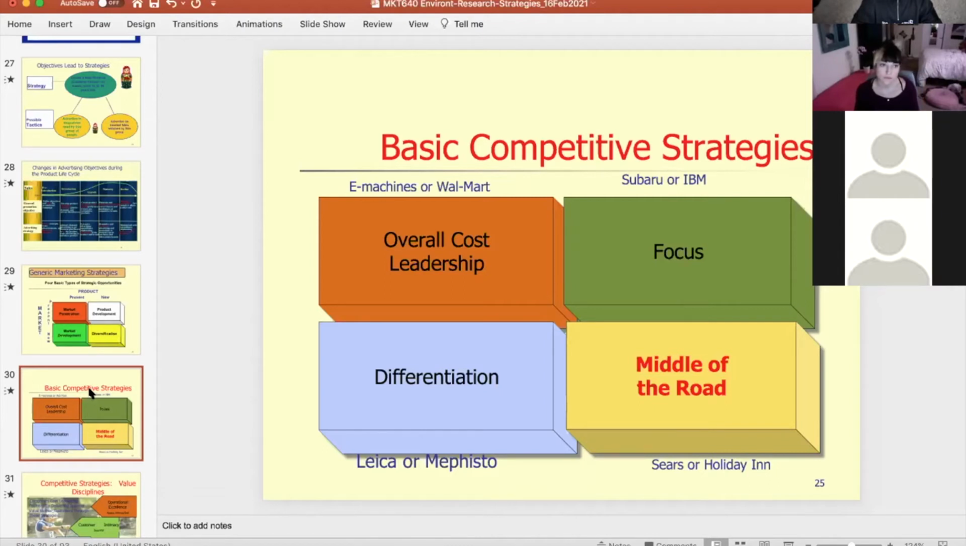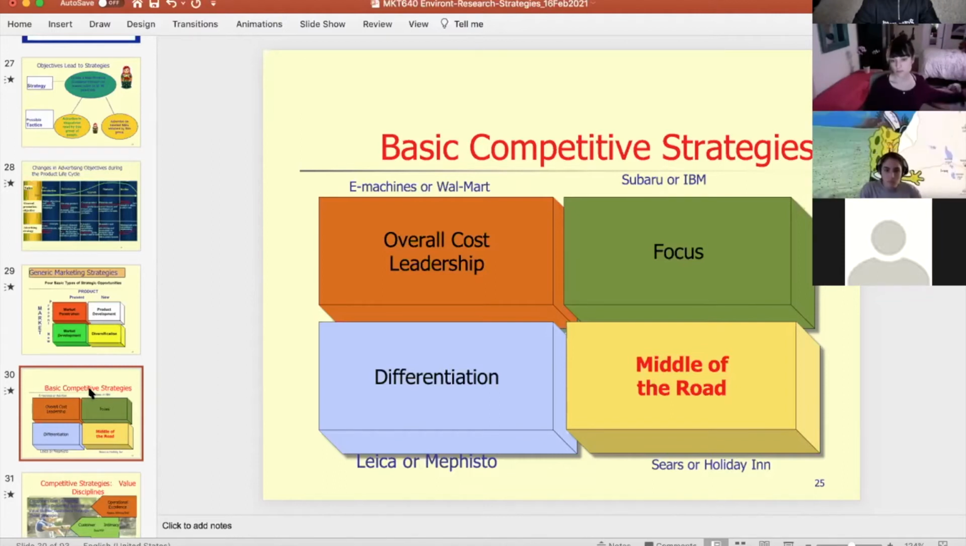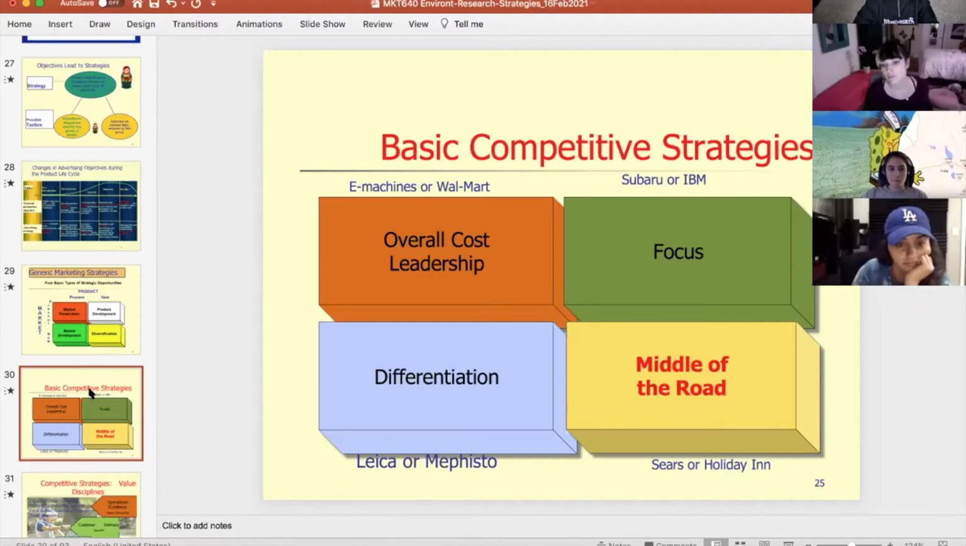Now the focus strategy is when you try to be much more specialized for a specific group of customers. So it's also called the niche strategy. Niche strategy or focus strategy is the same thing. So you can use one word or the other. It's a specific product for a specific group of customers, and not everyone will see that this product belongs to them.